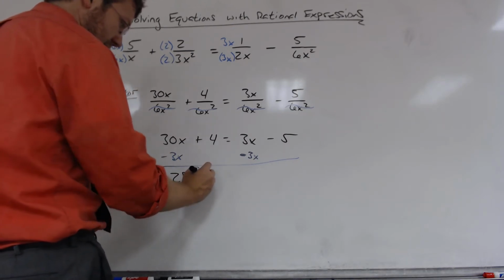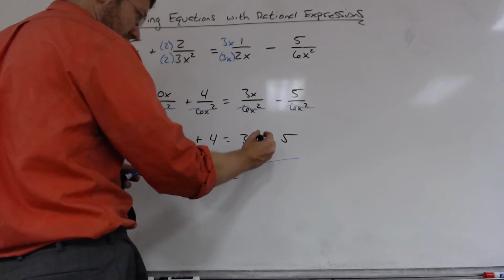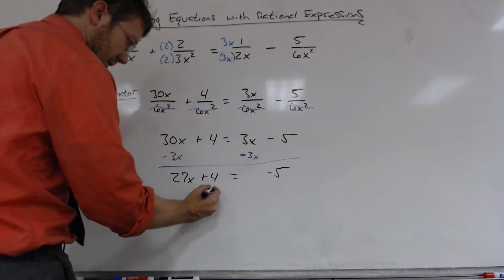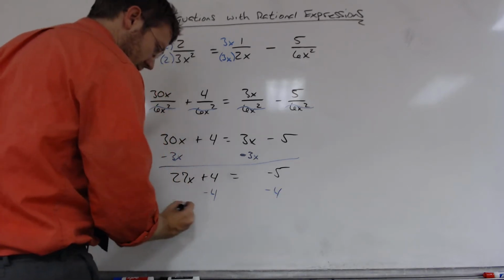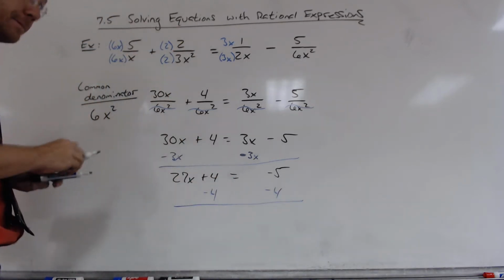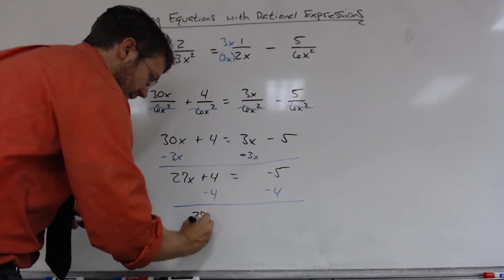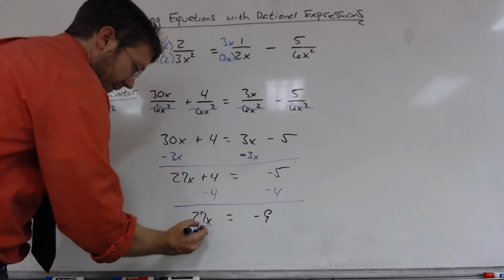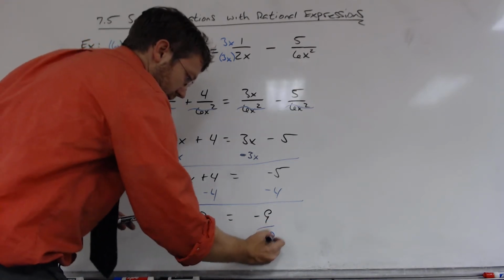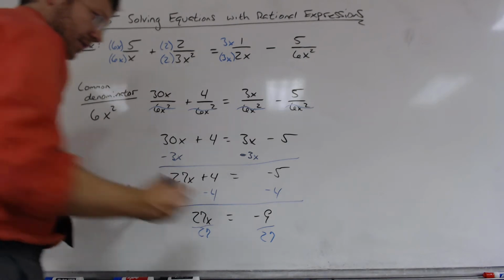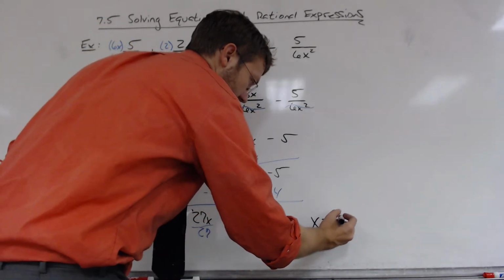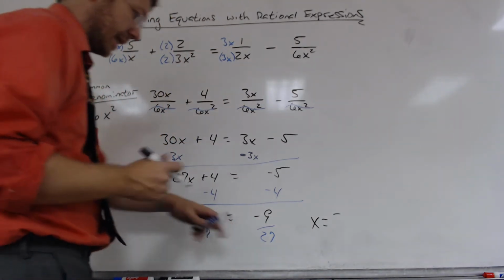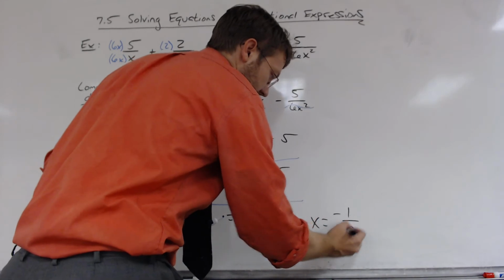27x plus 4 is equal to negative 5. We can subtract 4. 27x equals negative 9. And lastly, divide by 27. Okay, so you end up with x is equal to negative, oh, that can reduce. We can reduce that by 9, so that'd be negative 1 over 3.